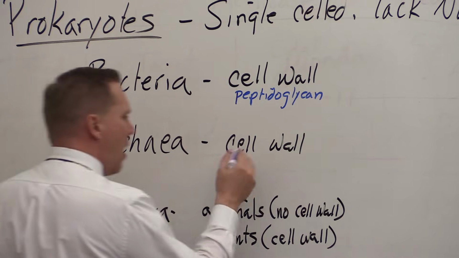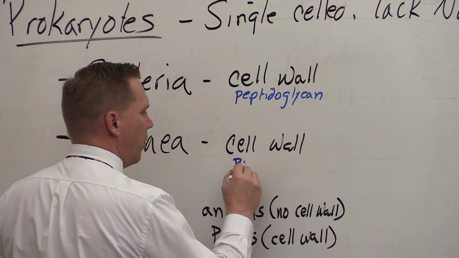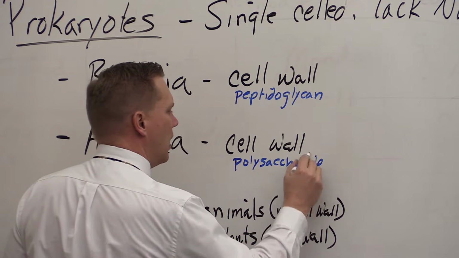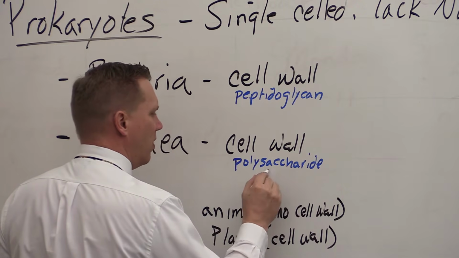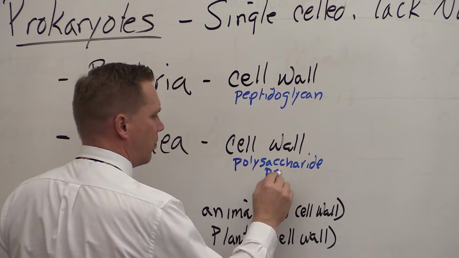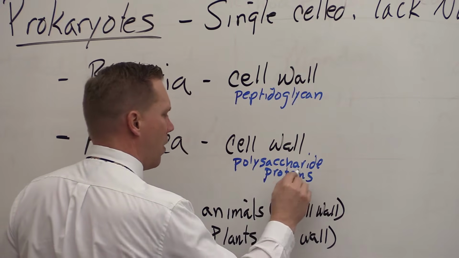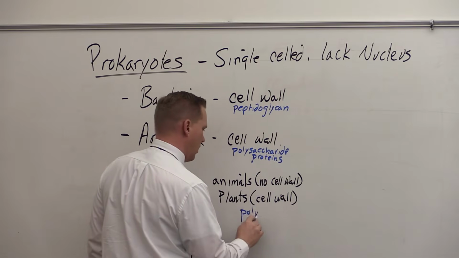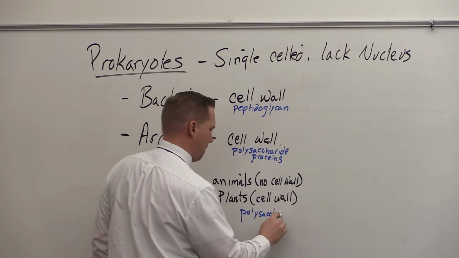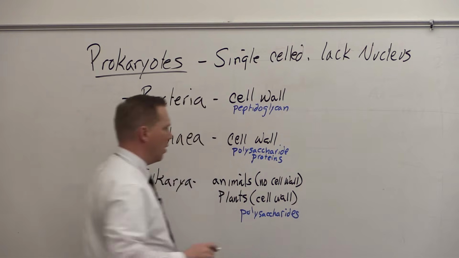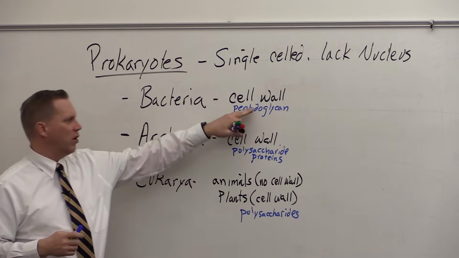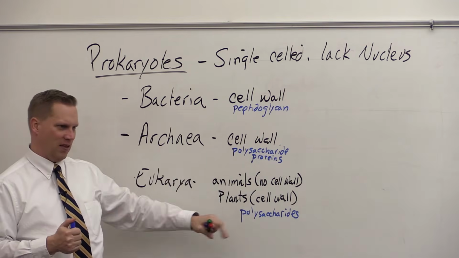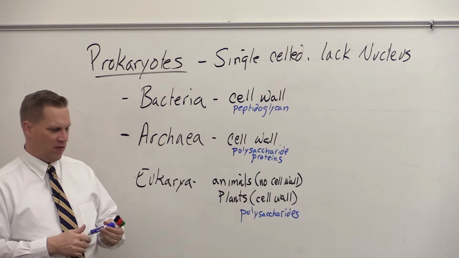And then archaea also had cell walls, but they were polysaccharide in nature with some protein subunits. And then you have the plants' cell walls, which are also polysaccharides. And so it was only when you started looking very closely at the biochemical nature of key components of the cells that you started to see differences.